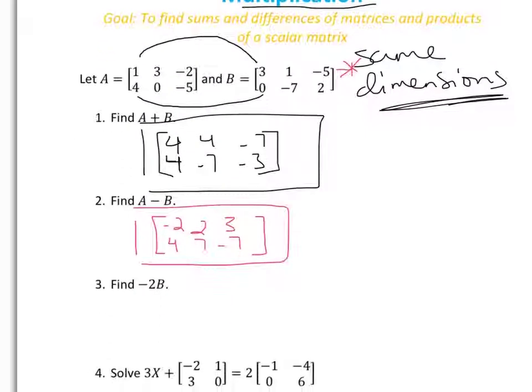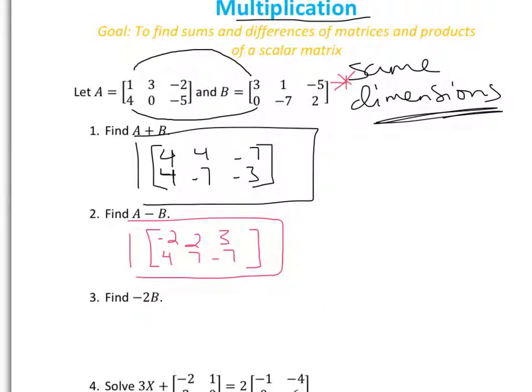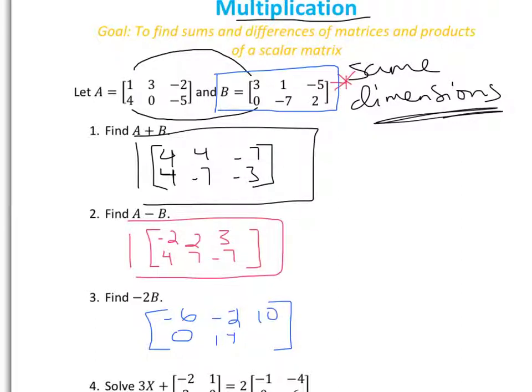Now, the next thing we need to do, using these same matrices, is find negative 2B. Rather than adding and subtracting, we're going to scale this B matrix. If you multiply negative 2 times the whole matrix, all you do is distribute it, the same as the distributive property. You just multiply each of the elements by negative 2. So we have negative 6, 0, negative 2, 14, 10, negative 4. Really, really easy stuff.